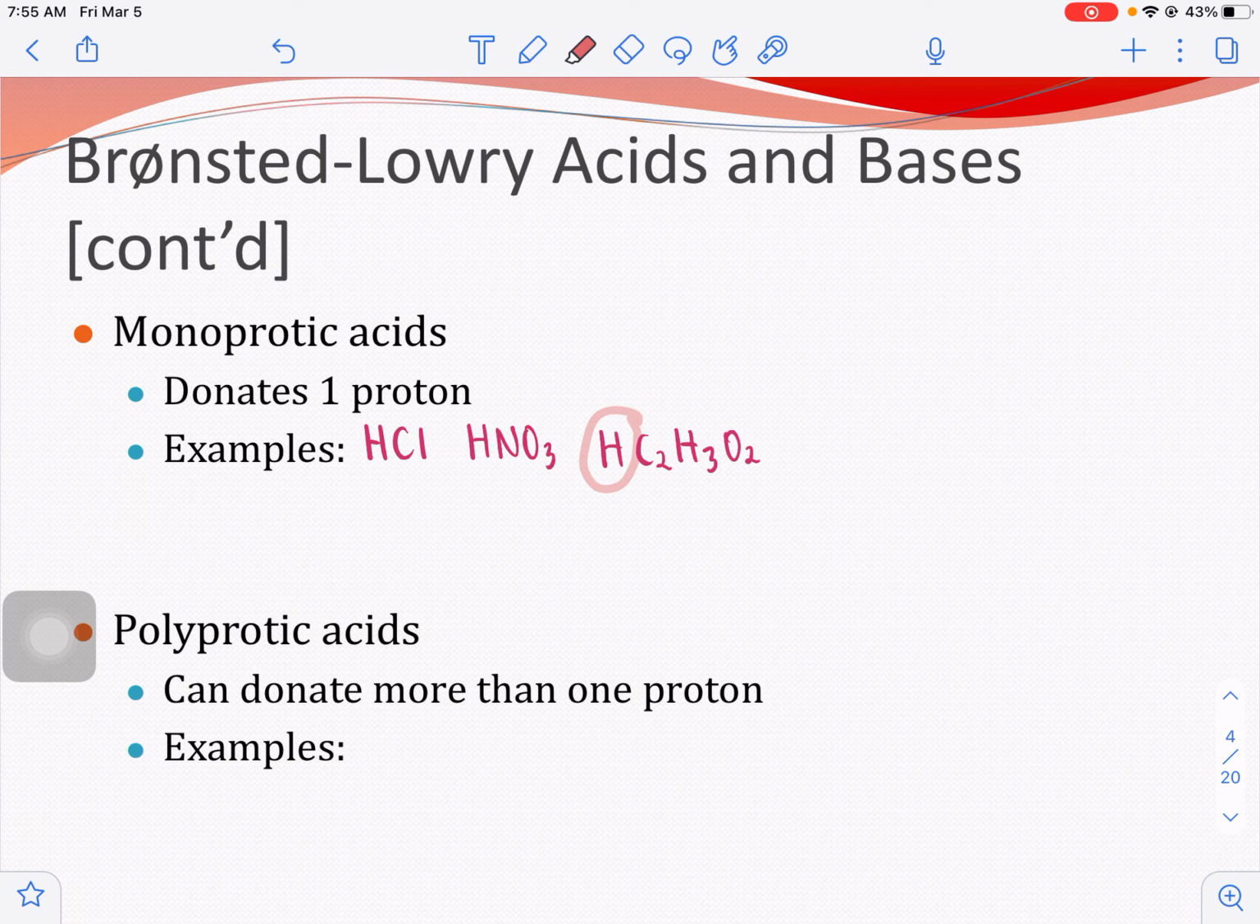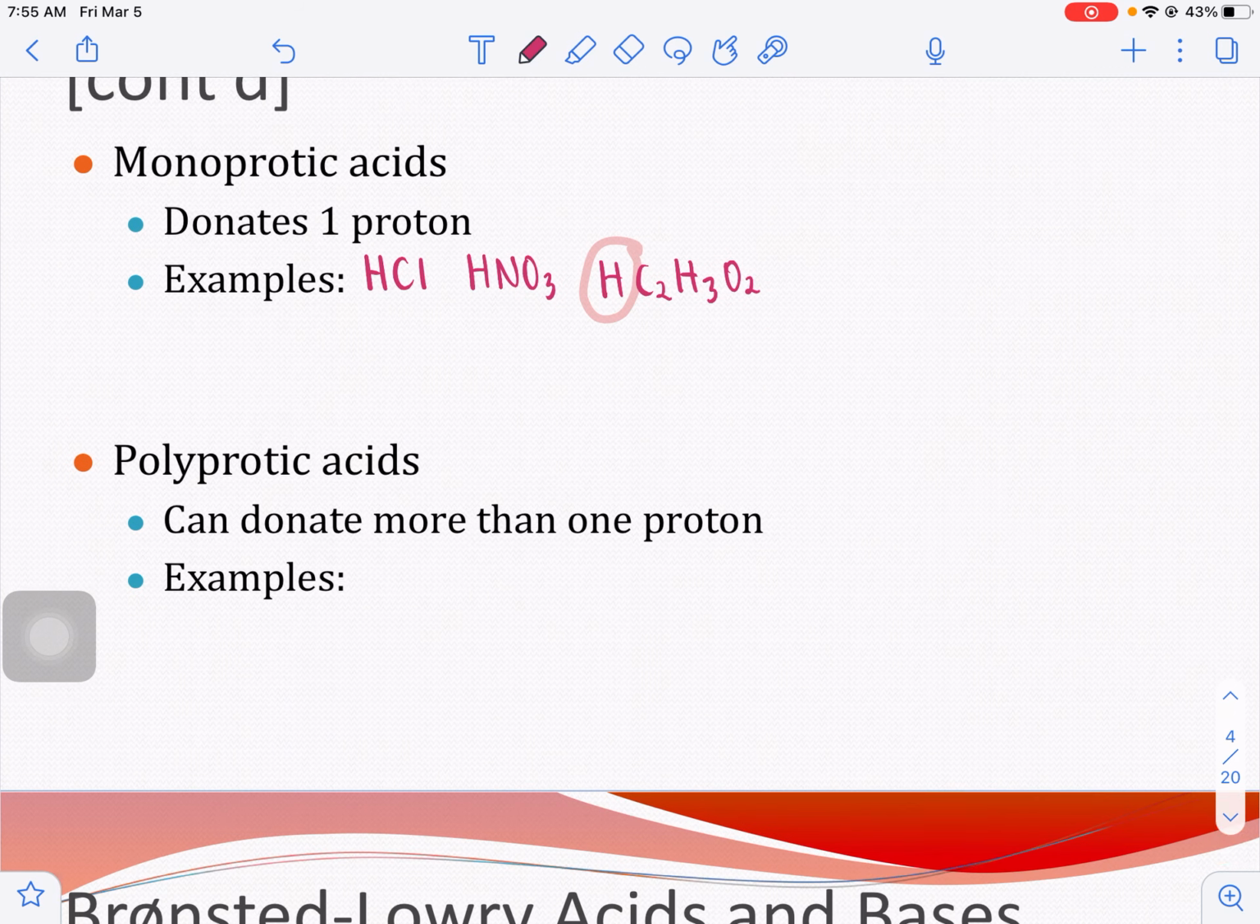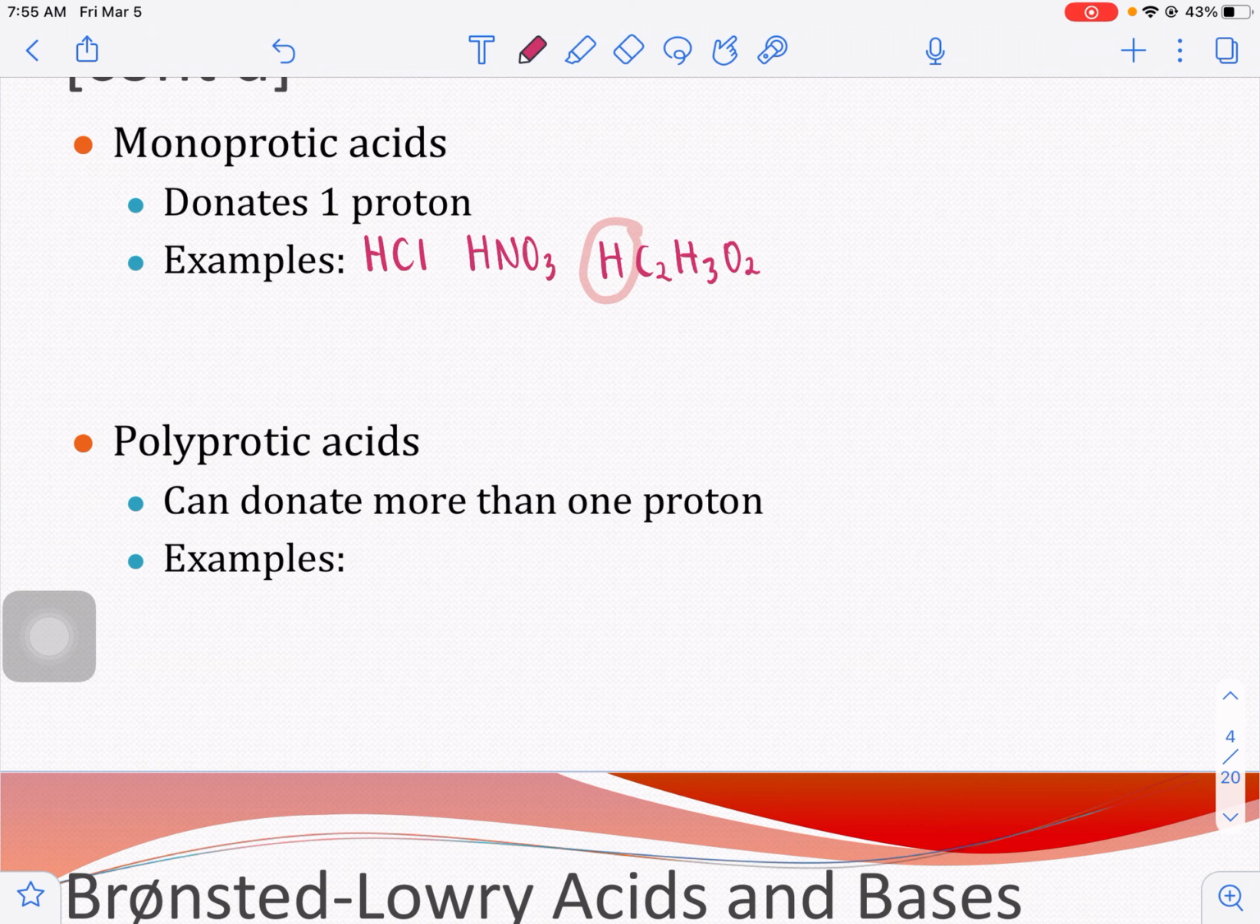So only the one H, and it's typically the one at the front. I think you can figure out that polyprotic is going to mean it's got more than one it can donate. So you've got like sulfuric acid and carbonic acid. And those are technically called diprotic acids because they have two. And then you can obviously have three. Phosphoric acid has three. Just some key vocabulary. If we see them in problems, I want you to know what they mean.